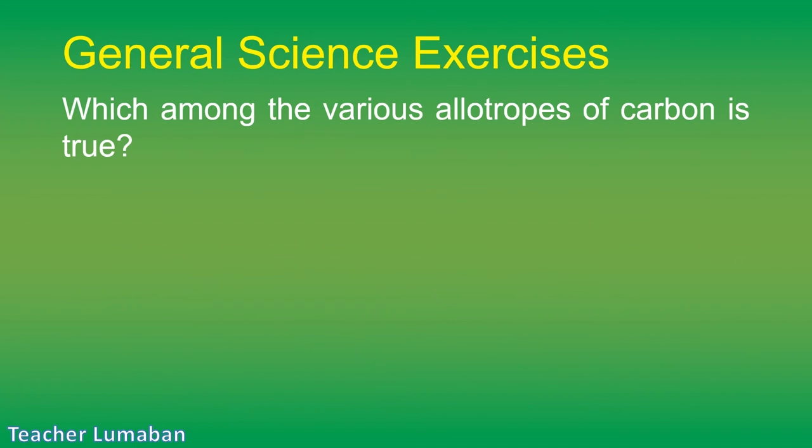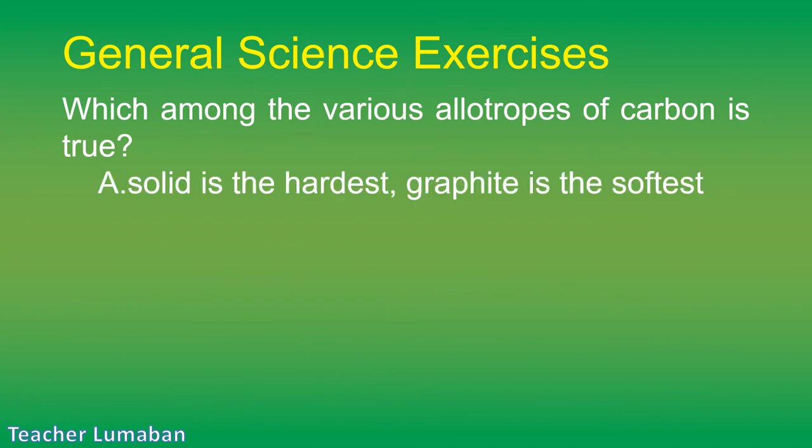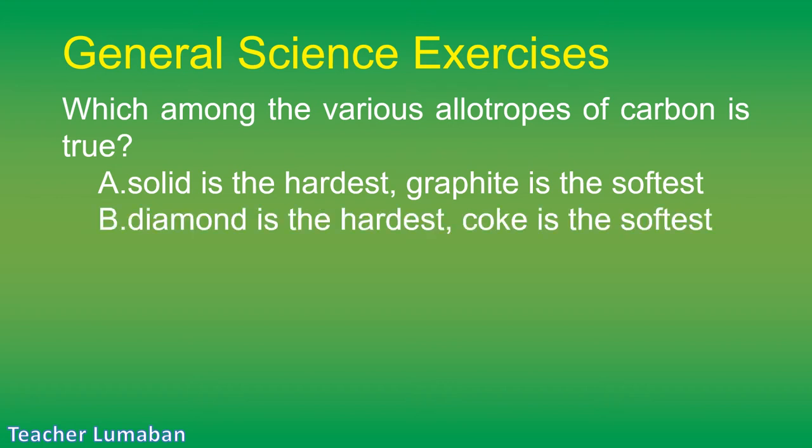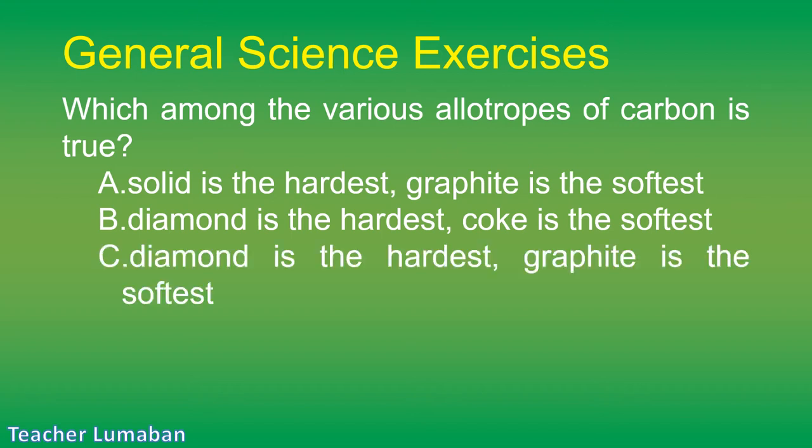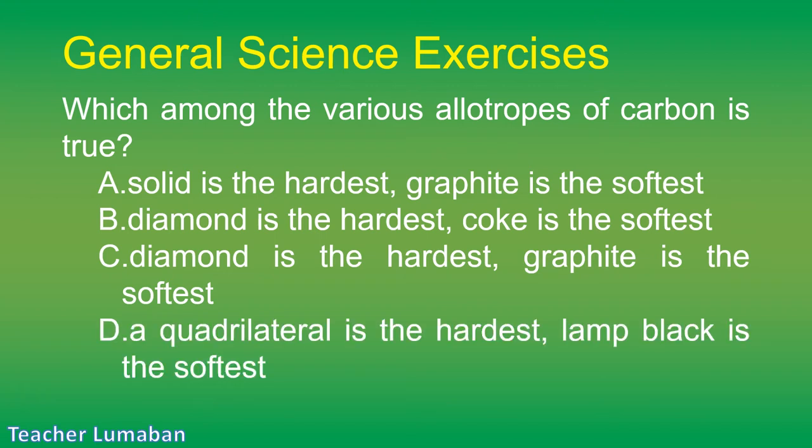Which among the various allotropes of carbon is true? Letter A. Solid is the hardest, graphite is the softest. Letter B. Diamond is the hardest, coke is the softest. Letter C. Diamond is the hardest, graphite is the softest. Letter D. A quadrilateral is the hardest, lamp black is the softest.